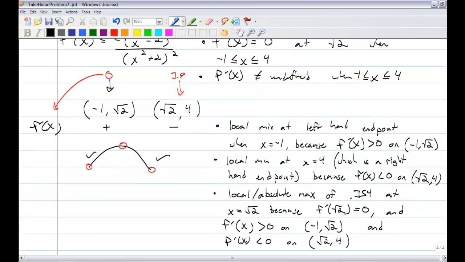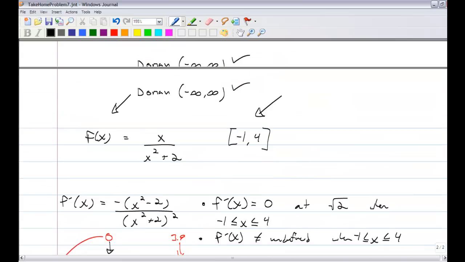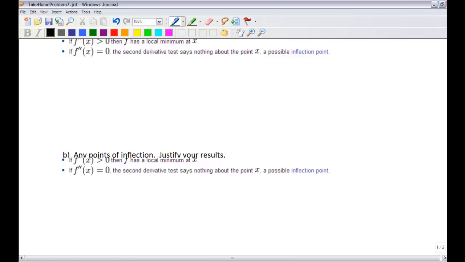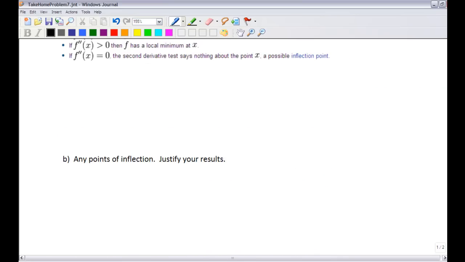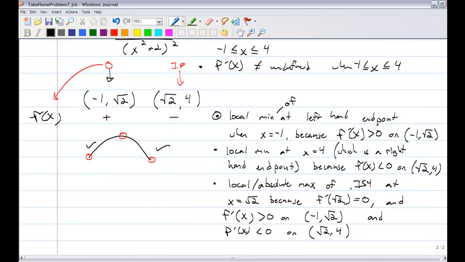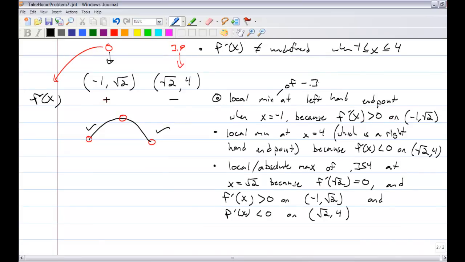Let's see, I want to go back through this. I'm looking at this bullet right here. Local min at left-hand endpoint. I should say local min of, so when x was -1, what was the y value? When x was -1, -0.333. Local min of -0.333 at left-hand endpoint when x equals -1. Okay, local min of 0.222 at x equals 4.